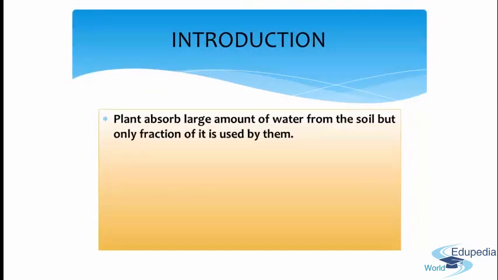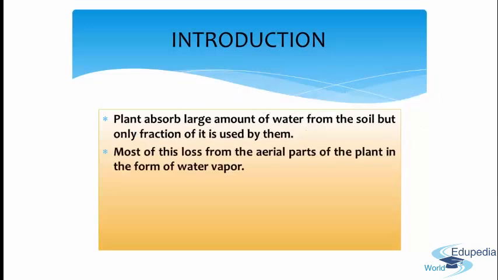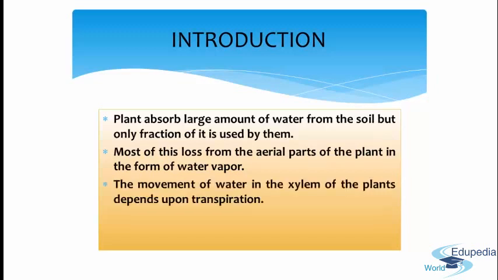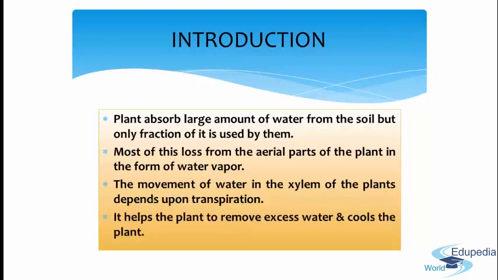So, see, plants absorb a large amount of water from the soil, but only 2 to 5% is used by them. Most of this is lost from the aerial parts of the plant in the form of water vapor. The movement of water in the xylem of the plant depends on transpiration. Transpiration is a very useful process for plants for two reasons. First is the cooling of the plant, and the second is to get rid of excess water from the plant.